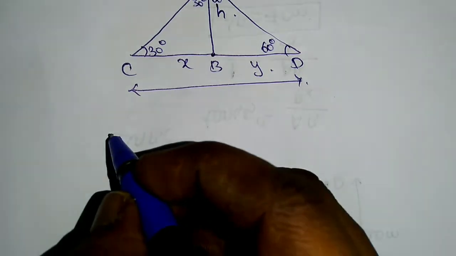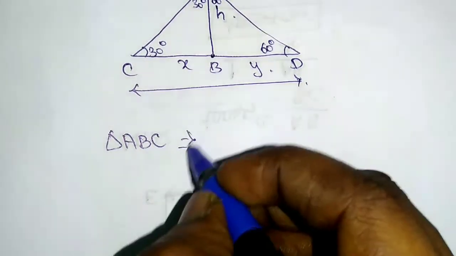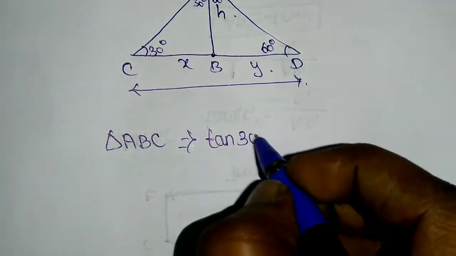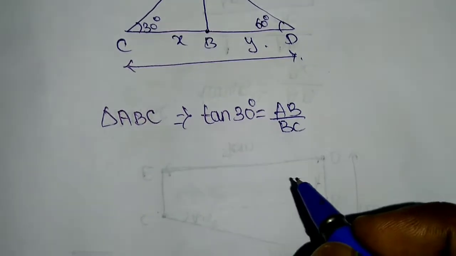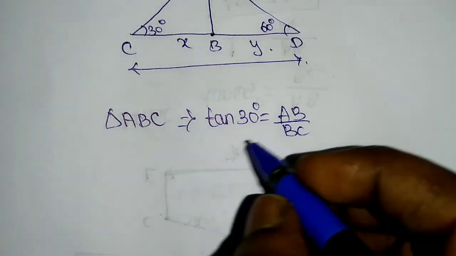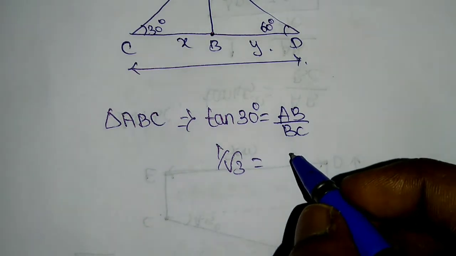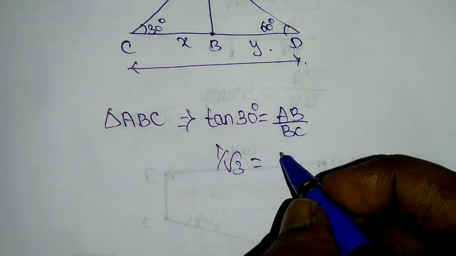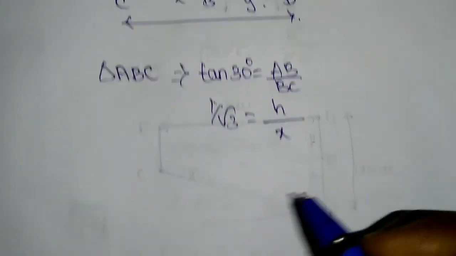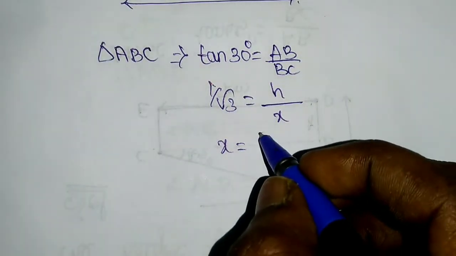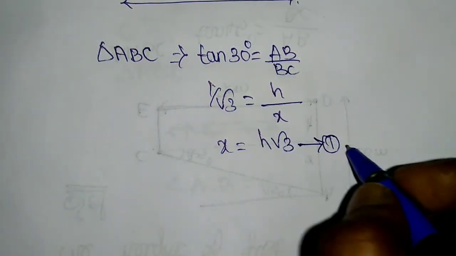Now from the triangle ABC, here we get tan 30 degrees equal to AB divided by BC. Here AB is H. Tan 30 is 1 by root 3. So 1 by root 3 is equal to AB is H and BC is X. Here we get X is equal to H into root 3. This is equation number 1.